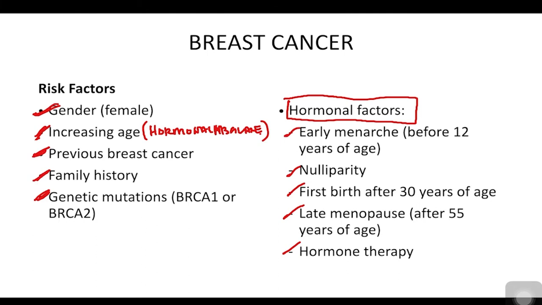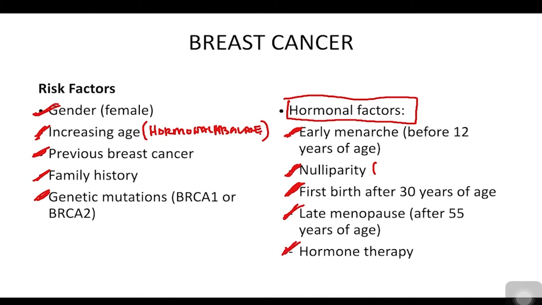Okay, again, di ba you've been from your OB? Again, let's review. Early menstruation, before age of 12, nulliparity, which is a term in OB that is a condition or state in which the woman has never given birth to a child or never carried a pregnancy. Okay. First birth after 30 years of age, late menopausal, and hormonal therapy. Okay, so those are the risks.